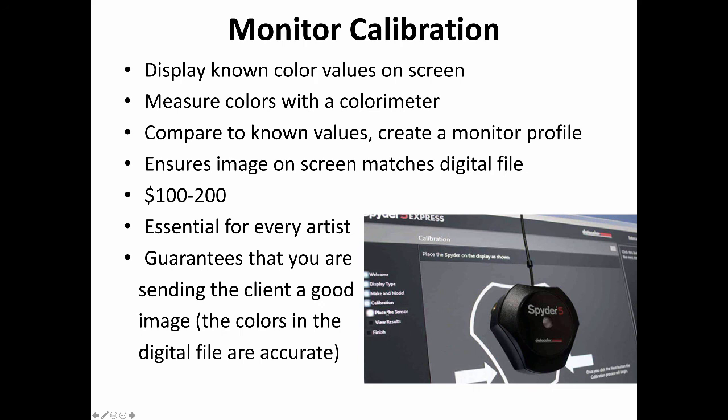These colorimeters and the software that they come packaged with are quite a bit less expensive than the devices used for calibrating printers. They range between $100 and $200. I think that's a pretty small investment to guarantee that you are producing good colors and sending your clients images with attractive, good quality colors, to make sure that you're sending them the colors that you think you're sending them, that you see on your screen.